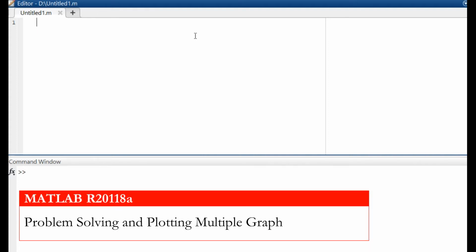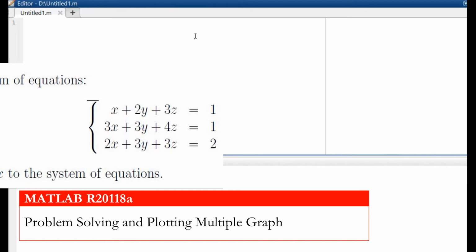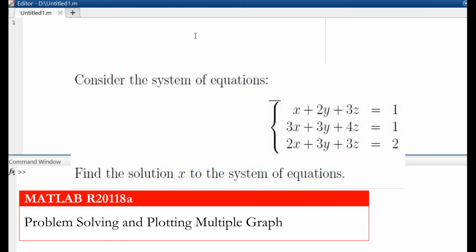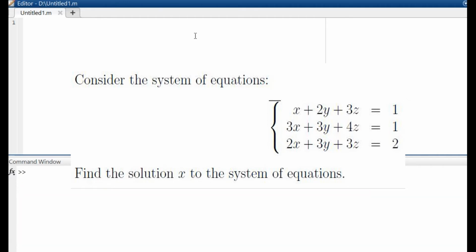So in this tutorial, we are going to solve the problem using MATLAB. Here's one expression: x + 2y + 3z = 1, 3x + 3y + 4z = 1, and 2x + 3y + 3z = 2.